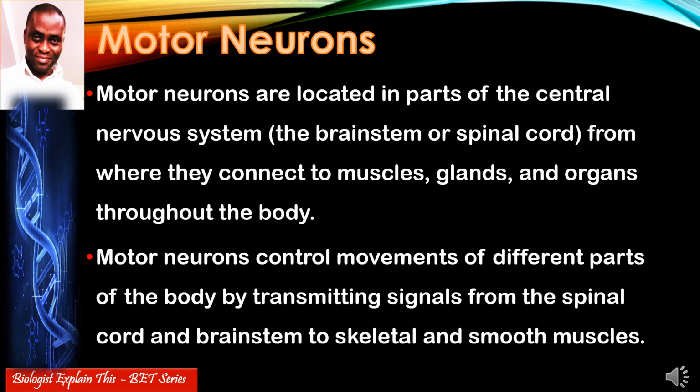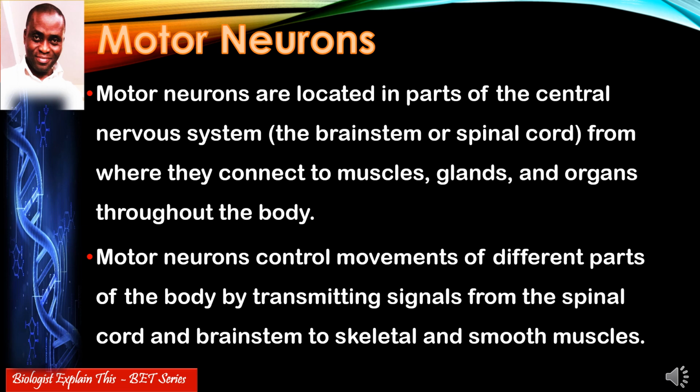And also, it's important to look at the kinds of influences that motor neurons have on the body. They control movements of different parts. So when muscles contract, for example, muscles bring about movement of that part of the body. And so motor neurons are very important, very influential in bringing about all kinds of movements. And so they send signals from the spinal cord in the CNS and the brainstem to skeletal and smooth muscles.